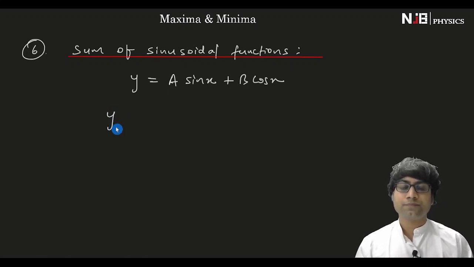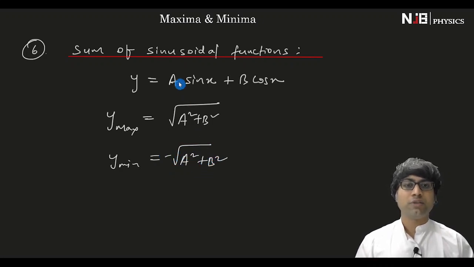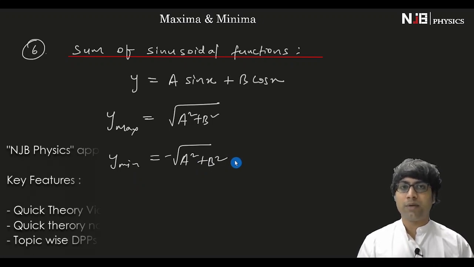So we can memorize that the maximum value of y is equal to under root of a square plus b square, and the minimum value of y will be equal to under root of a square plus b square but negative. This a can be positive or negative, this b can be positive or negative. In all the cases, the maximum value of y will be given by this expression and minimum value of y will be given by this expression. Well, this is all in the maxima and minima.